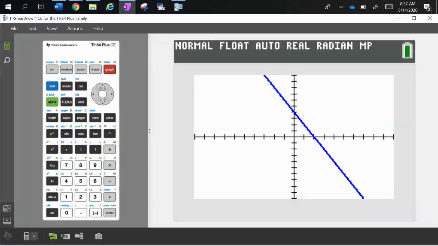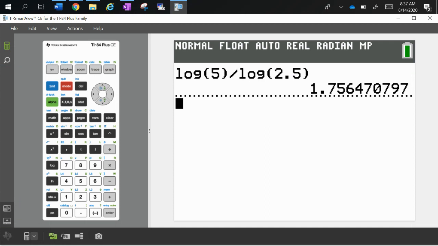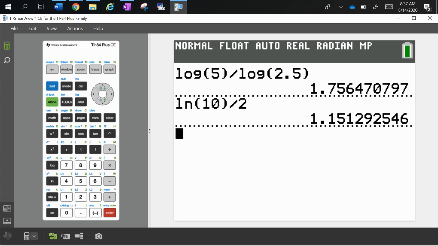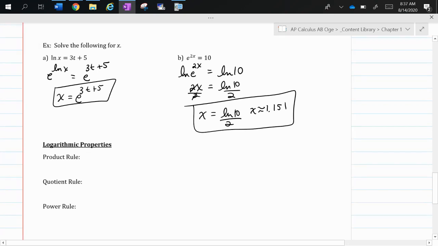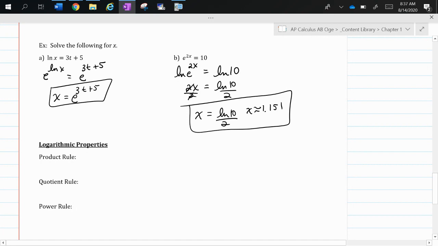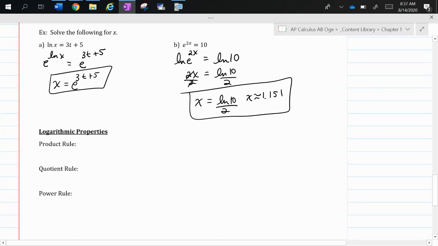Let's go in our calculator and let's estimate the ln of 10. So I'm going to do the ln of 10 divided by 2, which is approximately 1.151. So we're going to get in the habit of rounding to 3 decimal places. 1.151. That's good. Either one is good. You most likely won't have a calculator, so ln of 10 over 2 is also good.